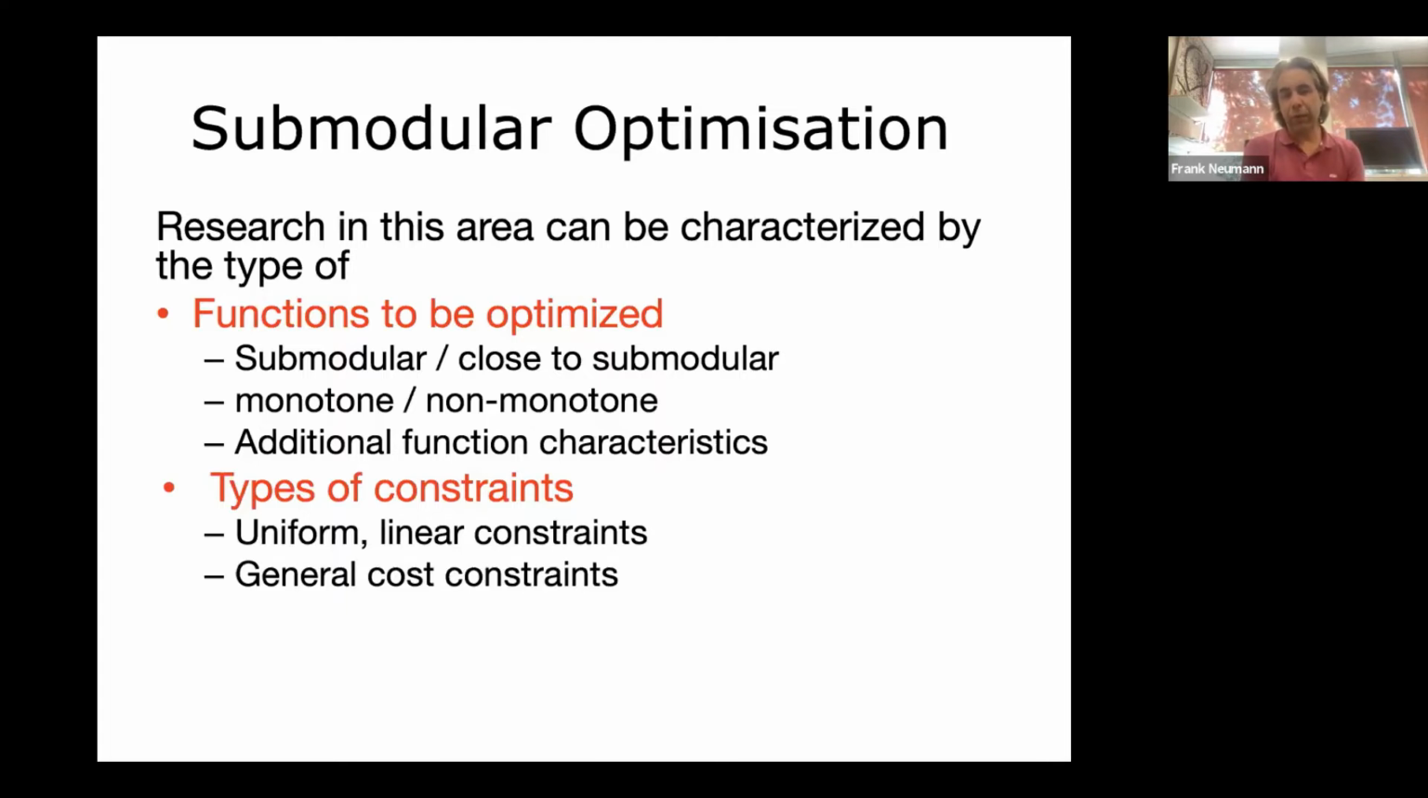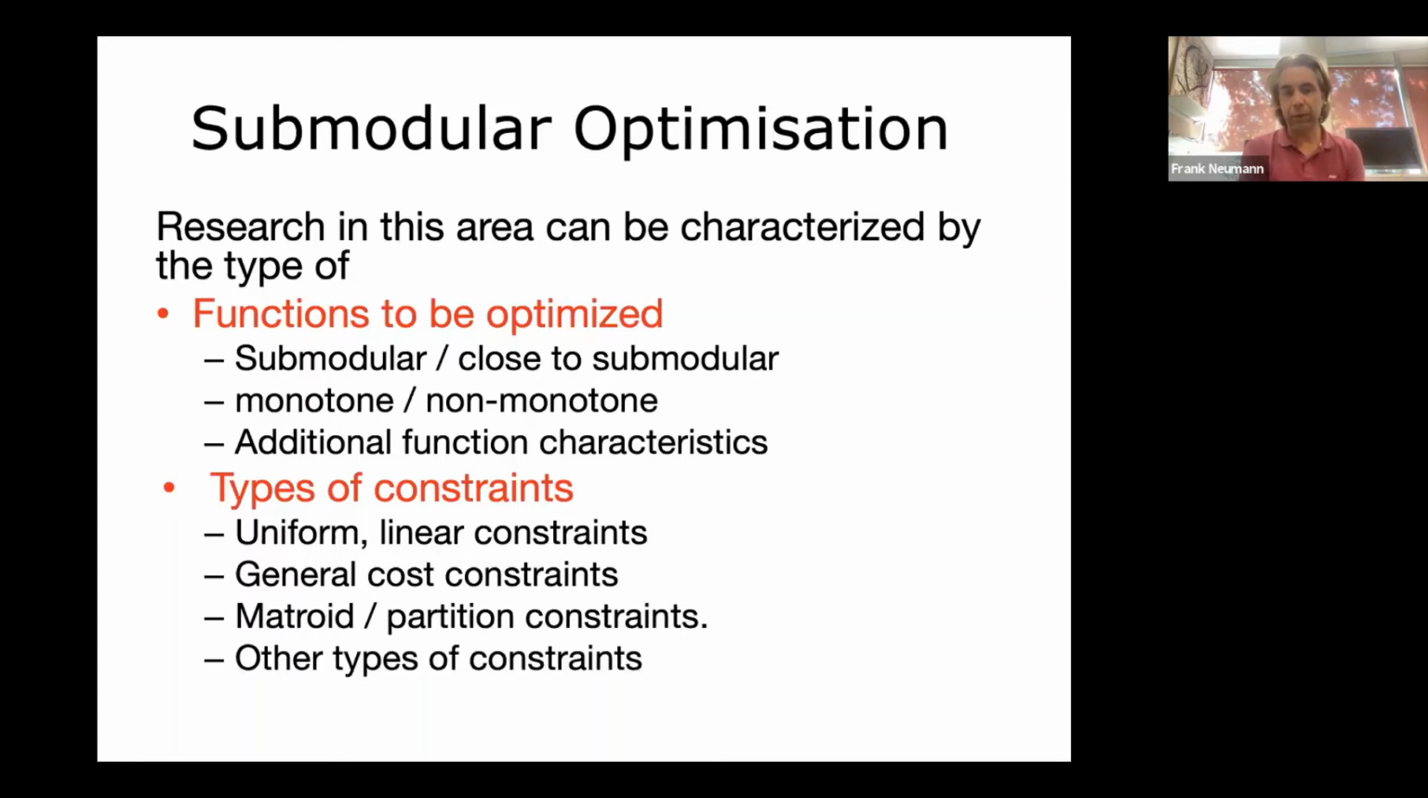You can have general cost constraints saying, well, I pick a subset of cities and I have a cost constraint in terms of how long my tour can be to visit these cities. Then you're getting already in the field where your constraints can incorporate something like the traveling salesman problem. And you can look into matroid partition constraints and any other things that you can think of.